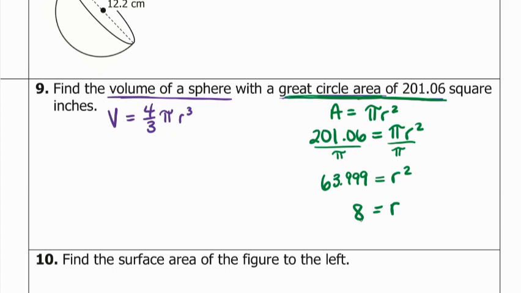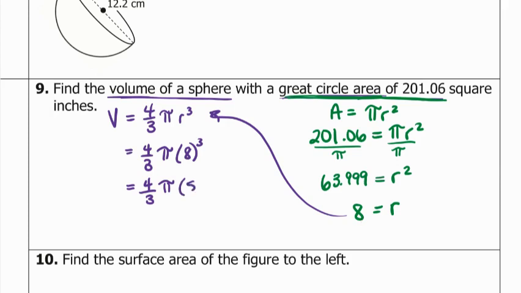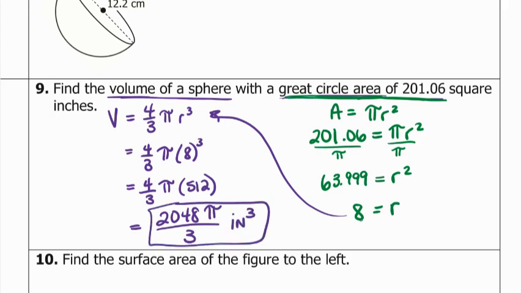Now I can take that and put it over here in my volume formula. So I can do 4/3 pi 8 cubed. If we do our 8 cubed, we get 512. So 4/3 pi times 512. That is not divisible by 3, so again, we'll just multiply it by 4. And we get 2048 pi over 3, and we've got inches cubed. Okay, so I can use that great circle to find my radius. Once I've got a radius, I can find my volume.